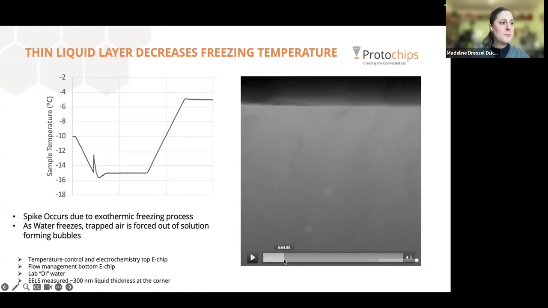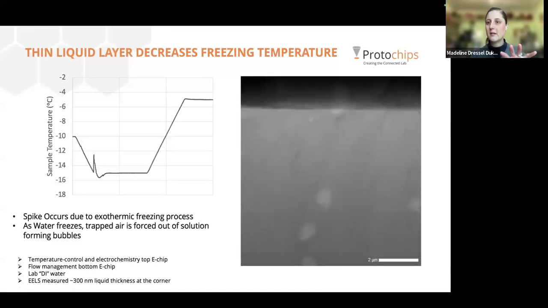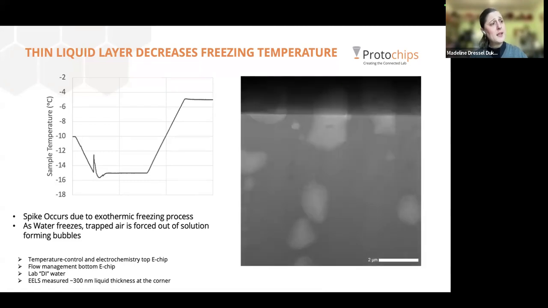You'll also see these interesting bubbles here, and these bubbles increase in size because as it's freezing, it's pushing the air out of the water here. And we see that, changing the focus here a little bit, we can see the faceting of those bubbles. And then those bubbles continue to grow as it freezes.